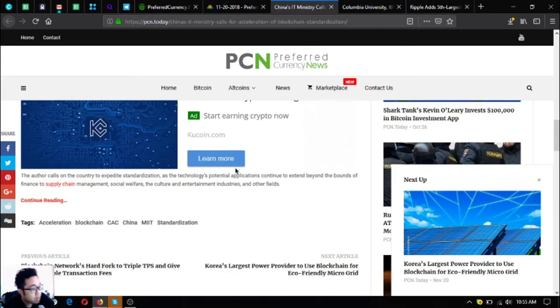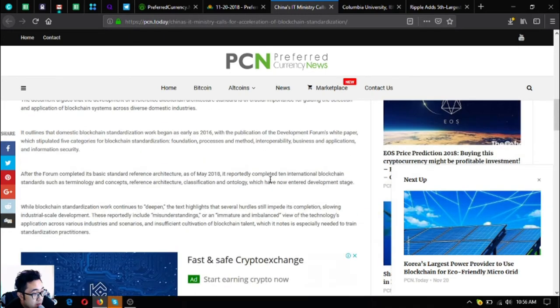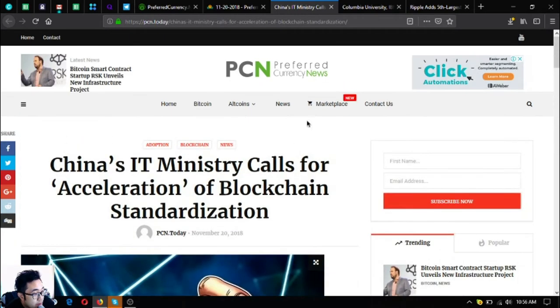So the author calls on the country to expedite standardization as the technology's potential applications continue to extend beyond the bounds of finance to supply chain management, social welfare, and culture and entertainment industries and other fields. Okay, so this is the first topic.